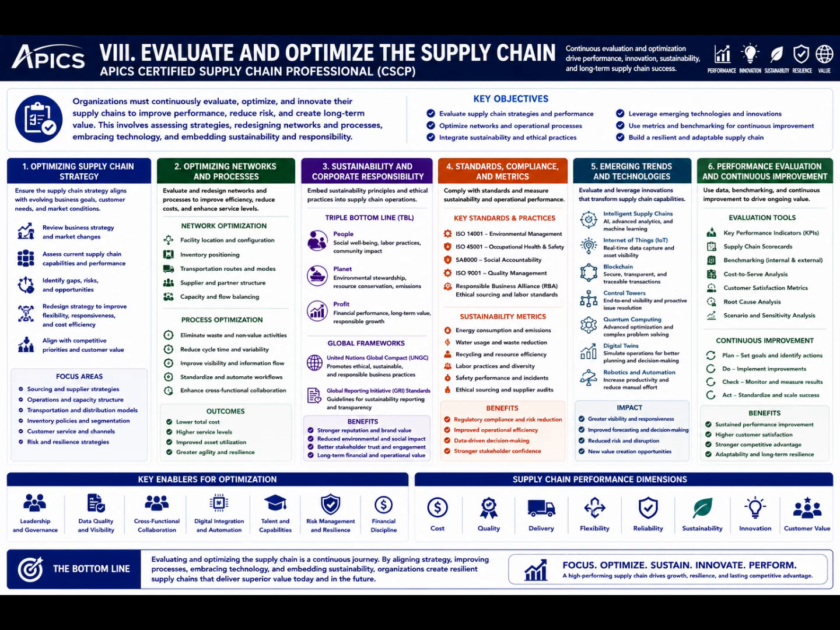Strategic optimization ensures that supply chain activities remain aligned with organizational objectives and competitive priorities. Effective strategic evaluation also helps organizations adapt to disruptions, technological developments, and evolving customer demands in global markets. The CSCP curriculum also emphasizes the importance of optimizing supply chain networks and operational processes.